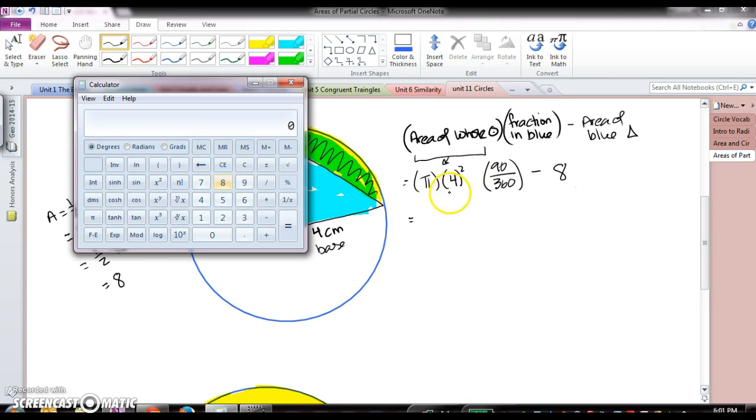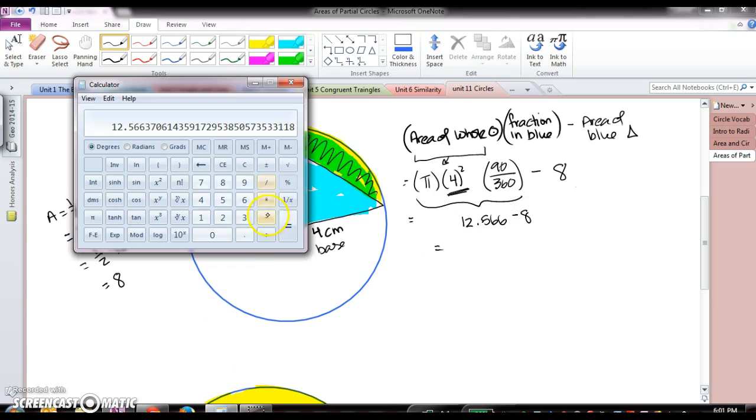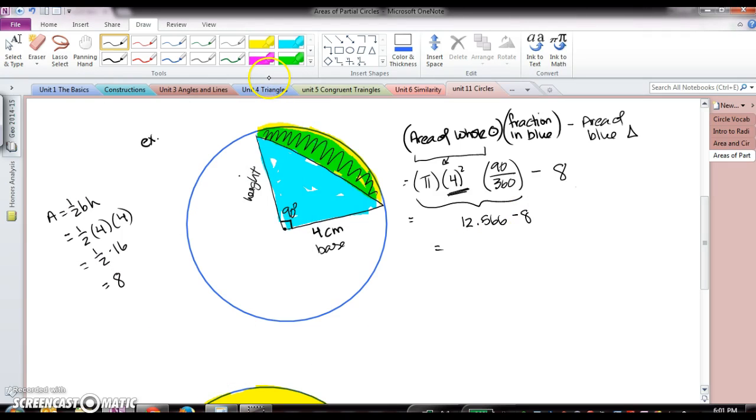Okay, so that gets me 16. 4 squared is 16, times my 90 divided by my 360. That gets me 4 times pi. All right, so that whole first part is 12.566. All of this is 12.566. And then minus 8. And of course, that's 4.566 centimeters squared.